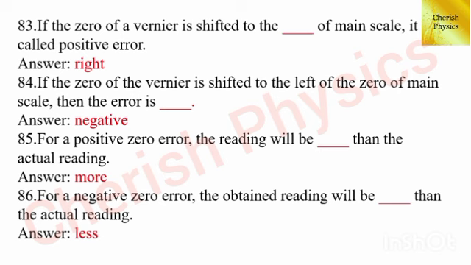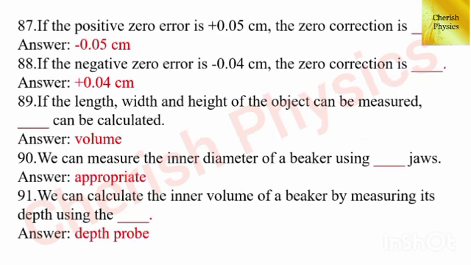If the positive zero error is plus 0.05 centimeter, then the zero correction is minus 0.05 centimeter. If the negative zero error is minus 0.04 centimeter, then the zero correction is plus 0.04 centimeter. If the length, width and height of the object can be measured, volume can be calculated.